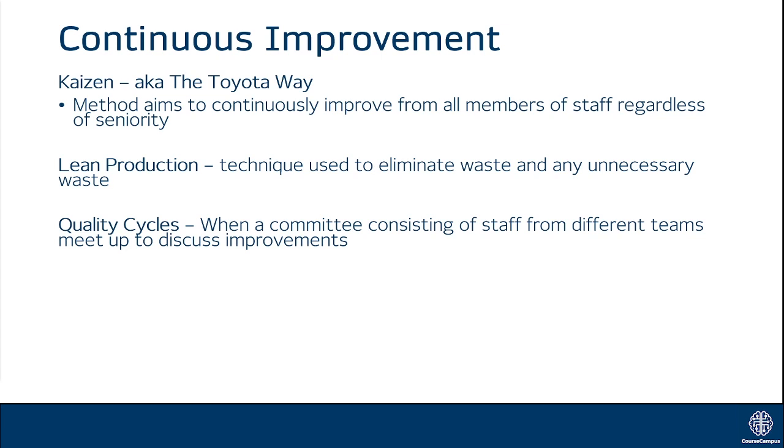There are different ways here as well. When you're doing continuous improvement, it's important to eliminate waste and unnecessary steps. Quality cycles are when a committee consisting of staff from different teams meet to discuss improvements. That's a bit separate to a complaints procedure, where you have regular meetings with a group of people who take ideas and suggestions from their team to say, look, how do we improve based on what we're doing already.